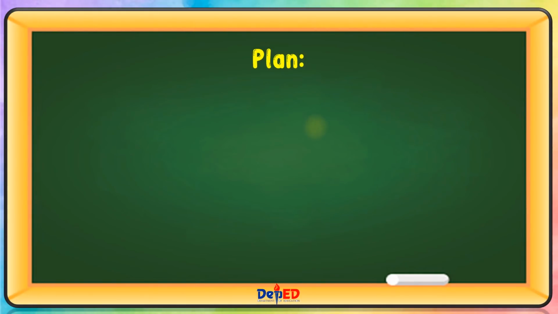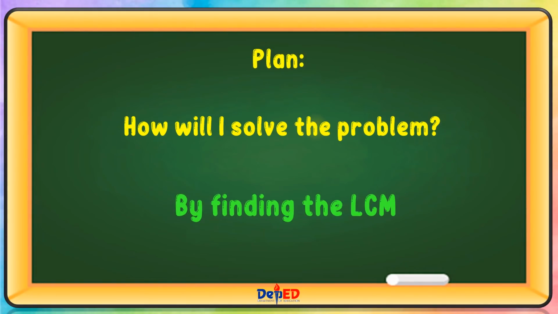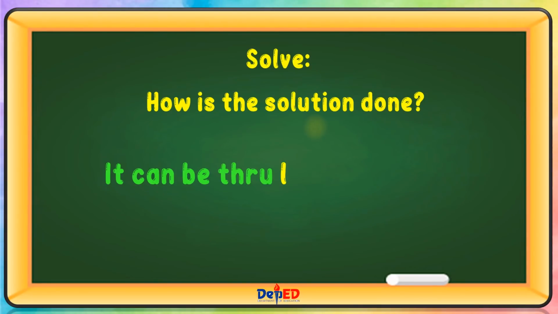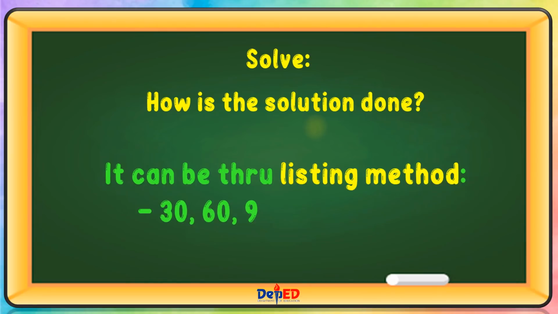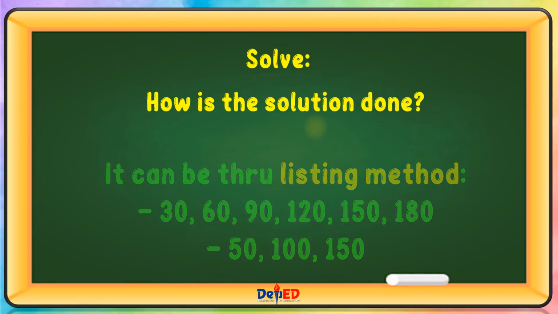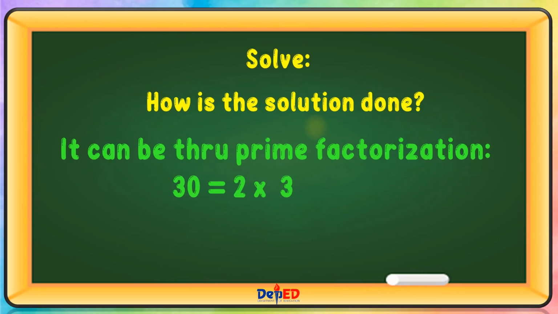Plan. How will I solve the problem? By finding the LCM. Let us solve. How is the solution done? It can be through listing methods: 30, 60, 90, 120, 150, 180. It can be through prime factorization.